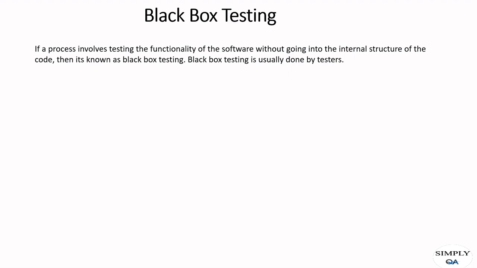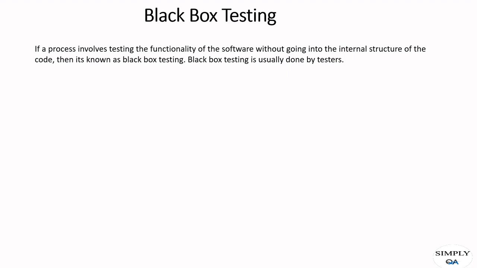So guys, if a person is testing the functionality of the software or a module based on the user requirement, right? It is known as black box testing, which means that particular tester will not go into the internal structure of the code. That is, they are not at all aware what is happening inside the code, but they will test what is the expected functionality of the particular module or the application. Then this kind of testing is known as black box testing. This black box testing is usually done by the testers or the QA team.